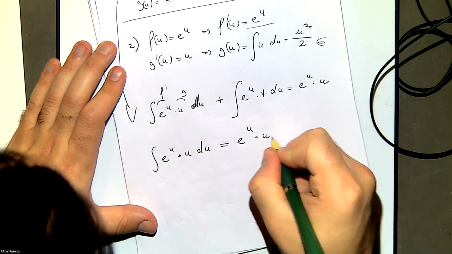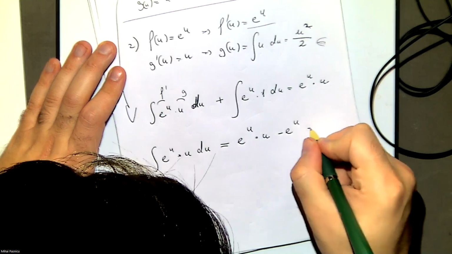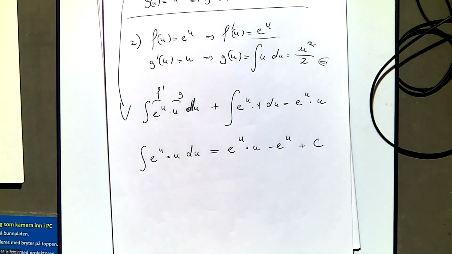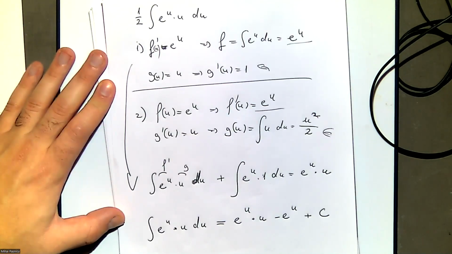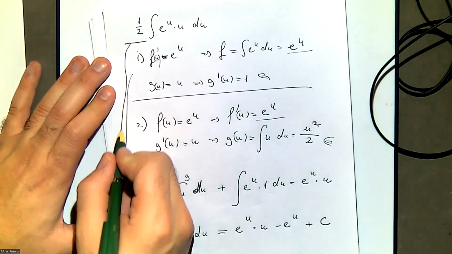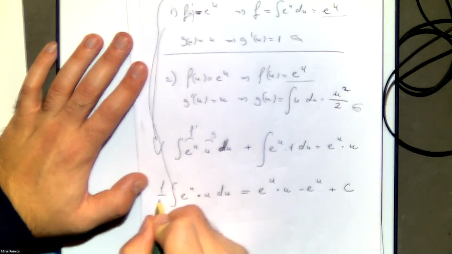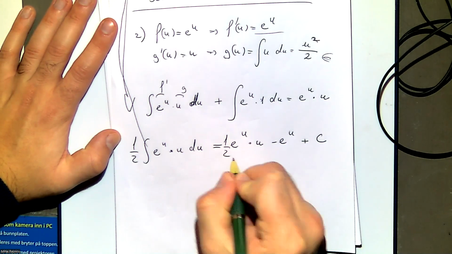e^u times u minus e^u plus a constant. All right, pretty standard. Now, am I done? Well, almost. First of all, don't forget the half from here. So I'm going to drop it down here. A half, a half, a half.